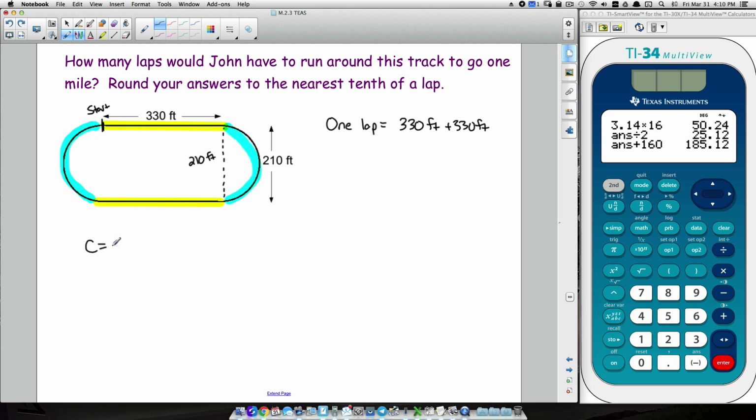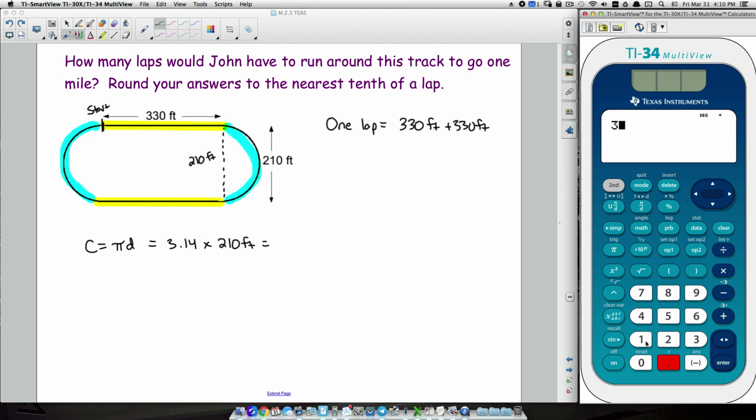We can either use 2 pi r or pi d. I'm going to use pi d, pi times the diameter. So pi is 3.14. Our diameter is going to be 210 feet. That's the distance all the way across this half circle here. So 210, and that's going to be feet. So 3.14 times 210. Let's see what we get there.